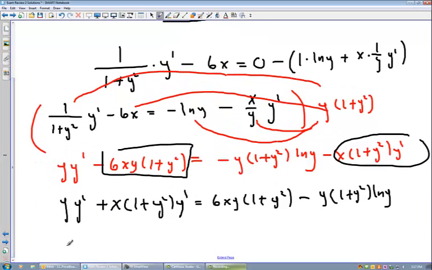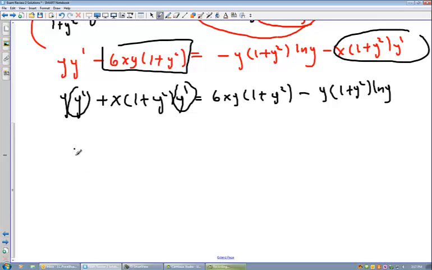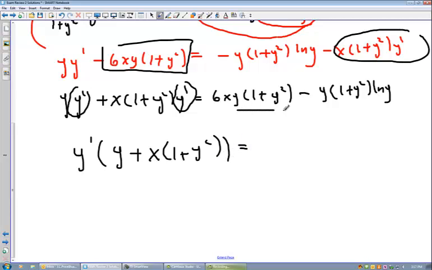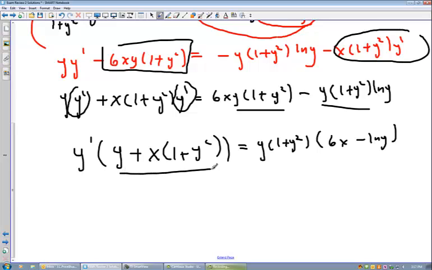And then I want to factor out a y prime because there's a y prime in common. So I'll factor out a y prime. And this is all times y plus x times 1 plus y squared equal to, and I can factor out a y times 1 plus y squared here actually, so I guess I didn't have to multiply through on the right hand side with that, but that's okay. So I have 6x minus an ln of y, and then I just divide by this.